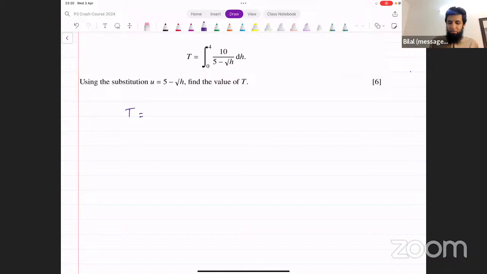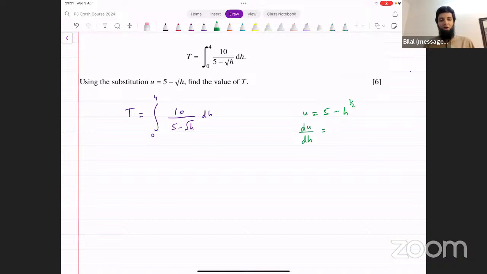Now, what's the integral that we're given? The integral is t equals the integral of 10 over 5 minus square root of h dh. Limits are from 0 to 4. What's the substitution that we've got to use? u equals 5 minus square root of h. The first thing we've got to do is differentiate this function. 5 minus square root of h basically means 5 minus h raised to the power 1 over 2. Now, what's du over dh? Derivative of u with respect to h. Derivative of 5 is 0.